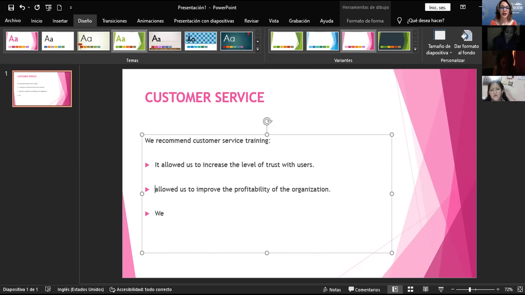Number one ya tiene sujeto, ahí está. We allow use. Pero aquí estamos redundando, teacher, al poner is allow with use. Nosotros les recomendamos. Aquí también quedaría ahí, vea. En el tercero, teacher, el primero recomienda.